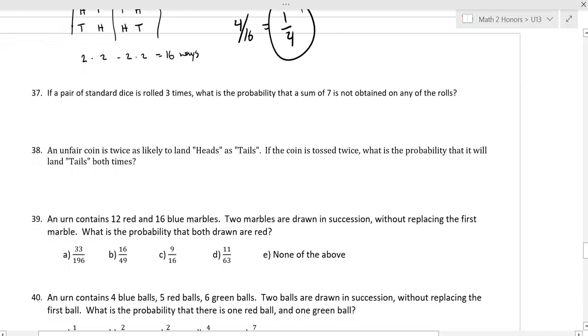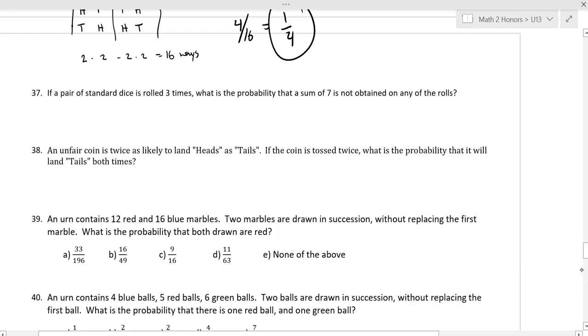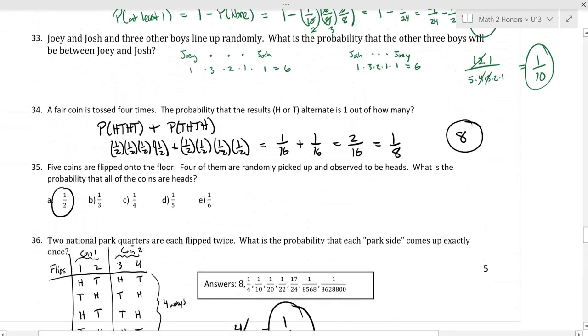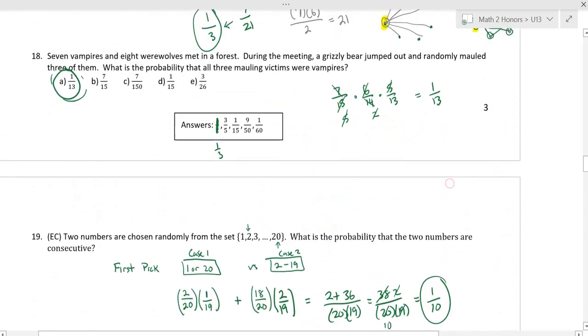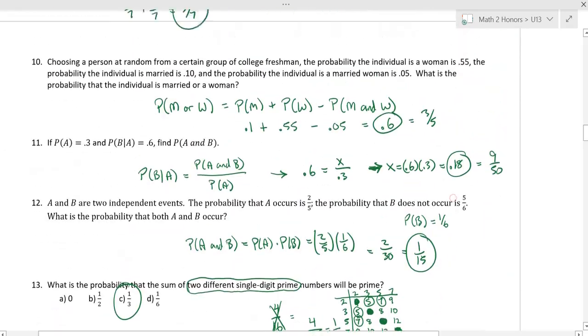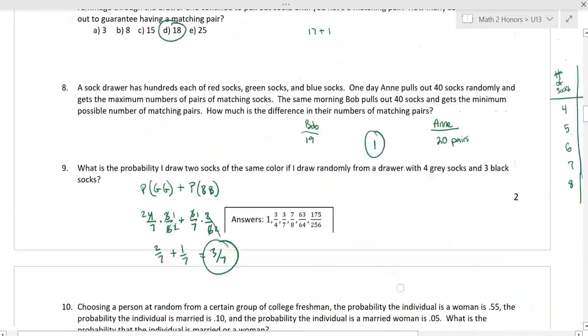Number 37. If a pair of standard dice is rolled 3 times, what's the probability that the sum of 7 is not obtained on any of the rolls? Right, so you have a pair of standard dice rolled. Now, if we trail back, let's see, I think we have a sum table somewhere around here. I'm looking for it. Maybe I didn't make one. Thought I did. I guess not. So I'll make one right here.